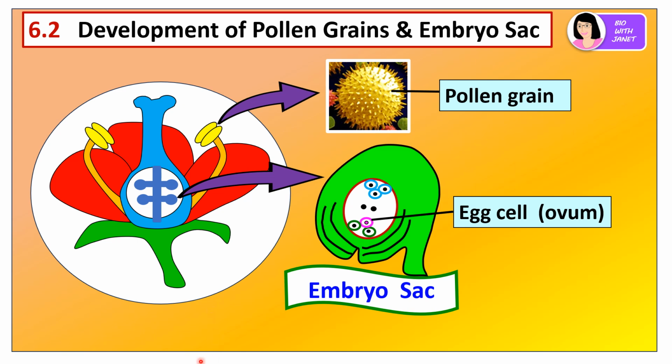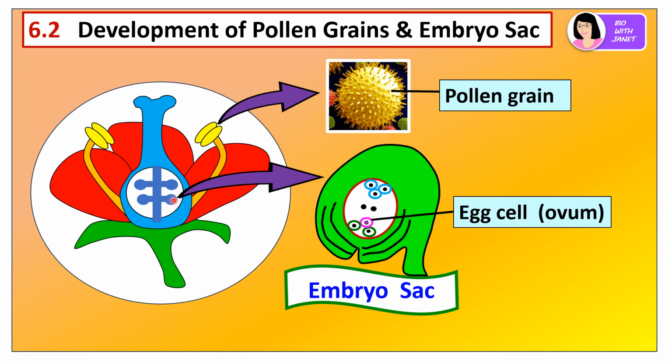Teacher Janet here. In this video, we will discuss a Form 5 topic which is Development of Pollen Grains and Embryo Sac from Chapter 6, Subtopic 6.2. So here we're going to discuss the formation of the gametes of a flowering plant. For example, the formation of pollen grains in the anther and also the formation of the egg cell or ovum in the embryo sac, which is a big cell found in the ovule of the flower.